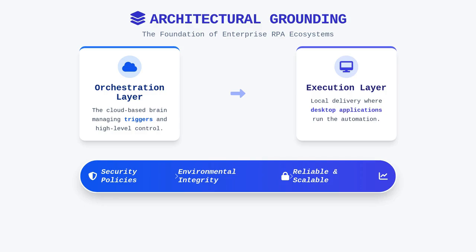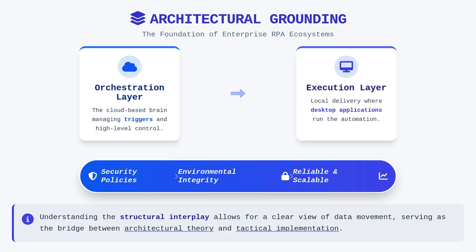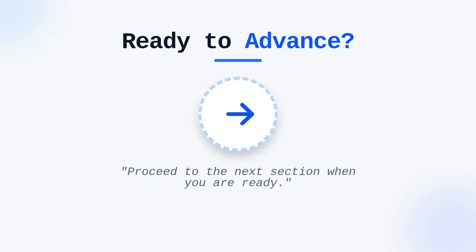This architectural grounding ensures that when you start building flows, you are doing so with a clear picture of how data moves from your cloud triggers to the applications running on your desktop. We have covered the structural interplay that defines the Microsoft RPA ecosystem, which will serve as the foundation for the more tactical tasks we will discuss next. Proceed to the next section when you are ready.